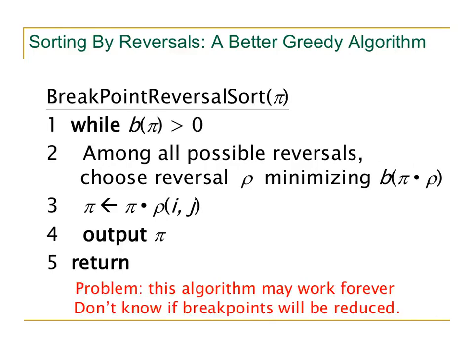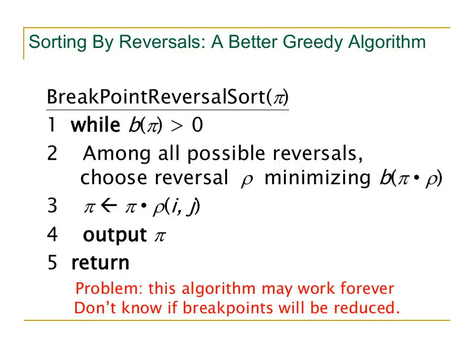Building on the last slide, let's take a closer look at breakpoint reversal sort, a simple, greedy method for sorting a permutation by reversals. We start with our current permutation pi and keep going as long as its breakpoint count b(pi) is greater than 0. At each step, we examine every possible reversal rho, choose the one that gives the smallest b(pi ∘ rho), and update pi to pi ∘ rho. We repeat this until no breakpoints remain, at which point we output the sorted permutation.